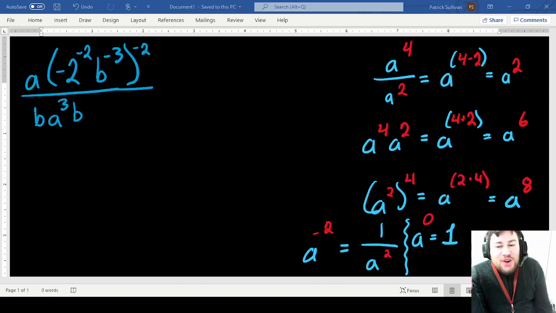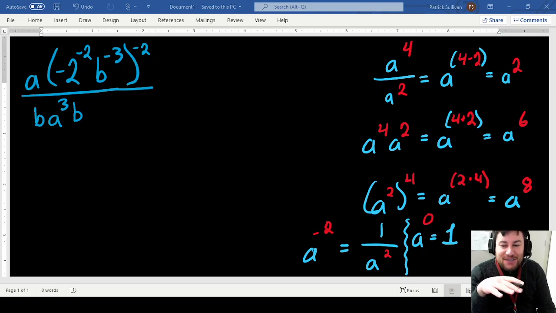All right, hello everyone. For our last video in simplifying with exponents, we've got an absolute beast of an expression here. I'm going to walk you guys through how to simplify this. There's again lots of different things going on here, but when you break it down step by step, piece by piece, I think you'll find that it's not as intimidating as perhaps it looks.